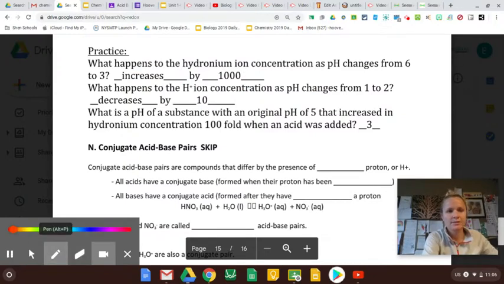Okay, I think I just messed this up. But here's just a couple practice, and then we're done.